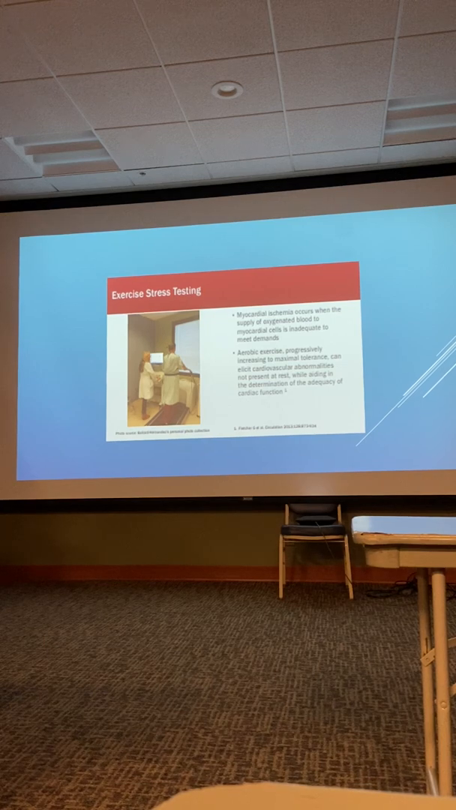The systolic blood pressure is supposed to go up at least 20 millimeters of mercury. And normally the systolic blood pressure will go up and the diastolic pressure will come down. You'll widen your pulse pressure with exercise. And your heart rate will go up. And normally the heart rate will go up appropriately and then come down appropriately in the recovery period.